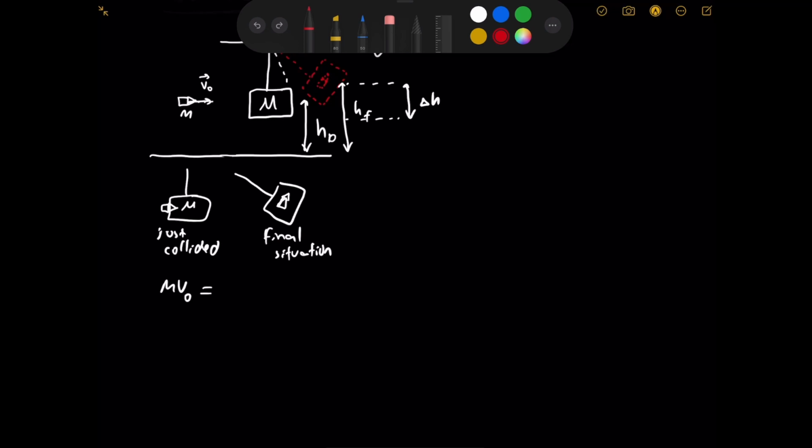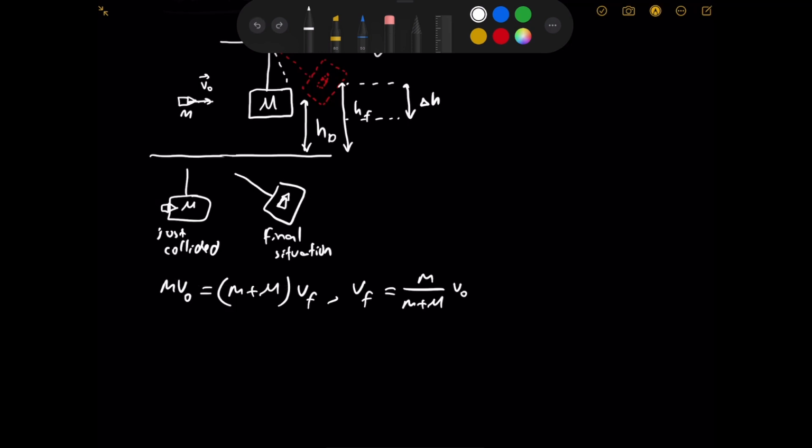And while we are waiting for that situation to occur, for the bullet to come to rest inside the block relative to the block, the height is going to change a tiny bit, okay? But we can ignore that, as we're ignoring other factors. So this is the total mass, and this is the final velocity of the system. V final is going to be this then. Now we can use the conservation of energy for the two cases that I mentioned here.